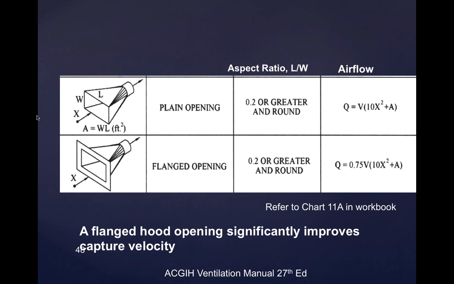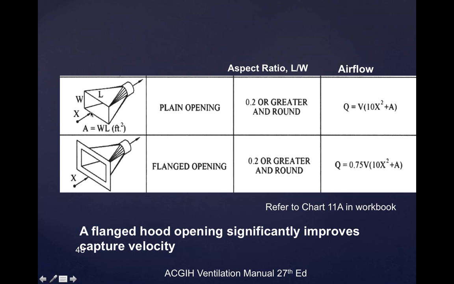So the capture velocity in feet per minute, say 100 feet per minute, 200 feet per minute, for a really nasty contaminant maybe 250 or 300 feet per minute. We want to capture that at that distance away. Why that distance? Because that's where it's being generated. Not necessarily closer, not necessarily further away, but at that distance where it's actually being generated. Okay, so we're going to calculate from that.